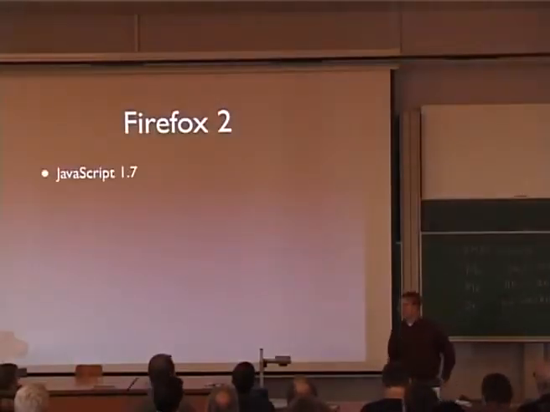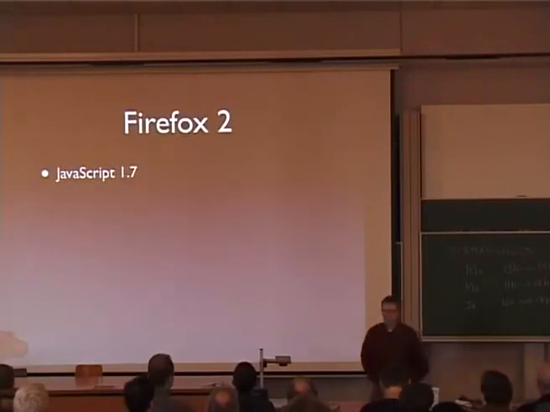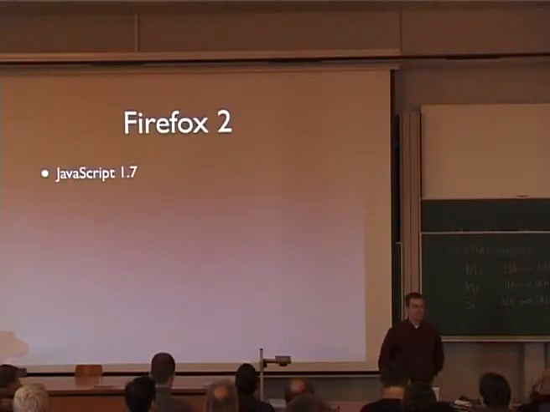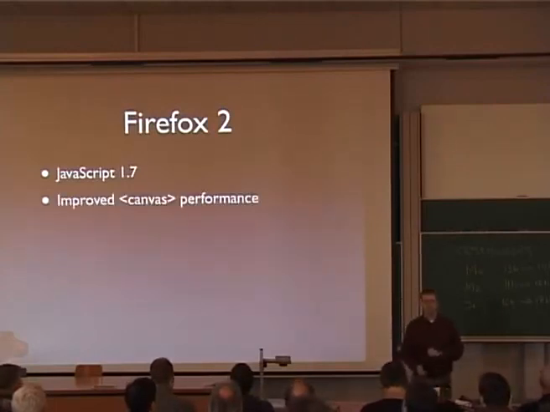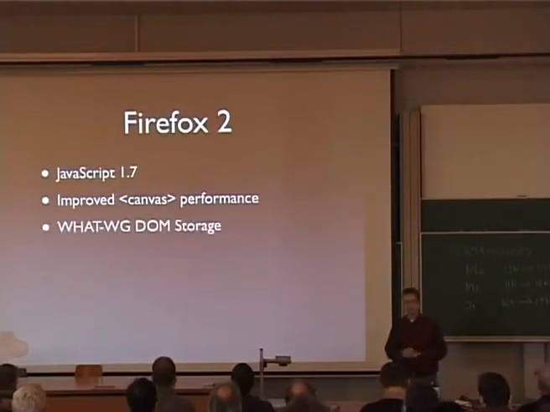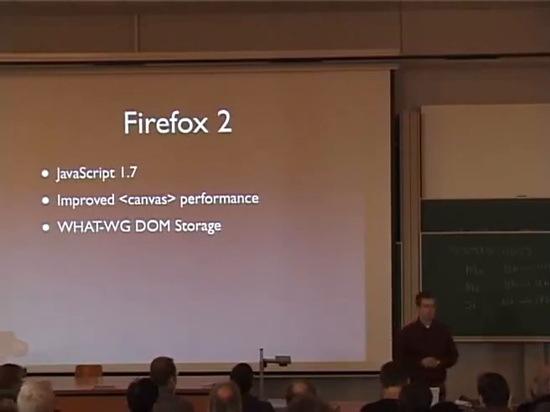So let's talk a little bit about Firefox 2. Firefox 2 shipped in October of last year, and it included a number of features that are relevant to how you build content for the web. Among them is JavaScript 1.7, and I'm going to take you through that in a lot of detail as we go. It improved performance of the canvas tag. We'll also talk a little bit about canvas. We introduced WhatWG DOM storage, the first implementation, which is one of the building blocks that's going to allow you to take your web applications off the web onto your laptop and use them on an airplane.